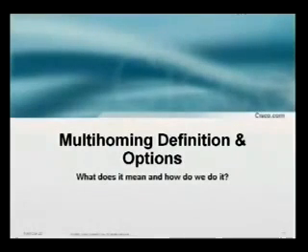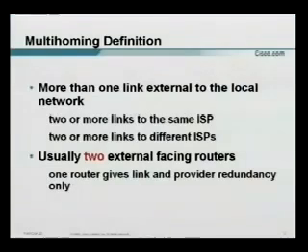So, some of the definitions and options. In other words, what does it mean and how do we go about trying to do this? Multihoming, this is my engineering definition. People debate what multihoming means on umpteen mailing lists, and well, yes, I probably should be interested, but quite frankly, I'm not. Multihoming is quite simply, you have more than one link external to the local network, whether it's 2 or more links to the same ISP, or 2 or more links to different ISPs.